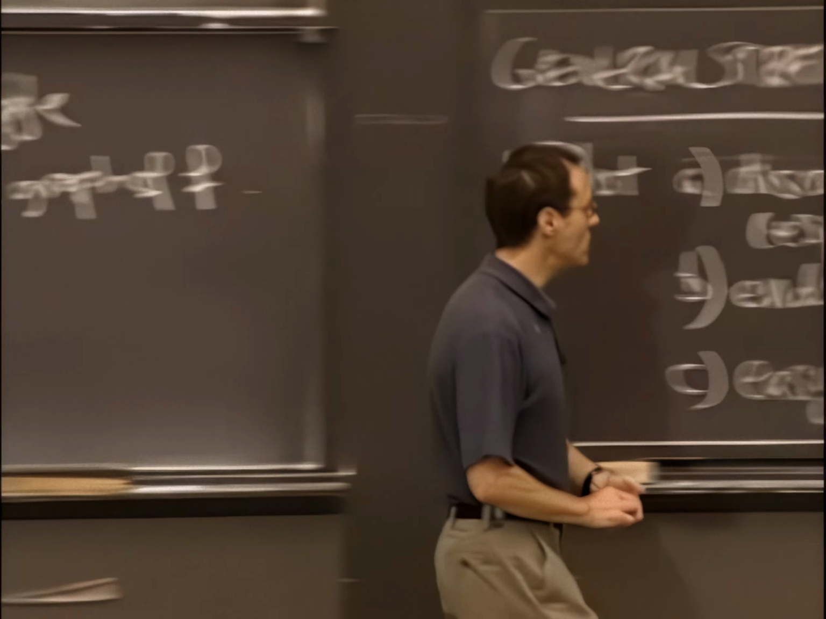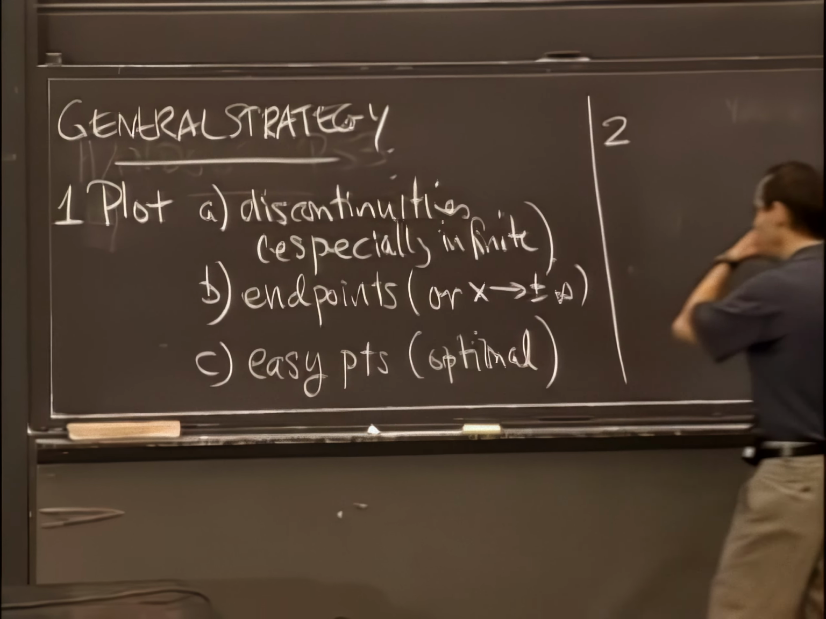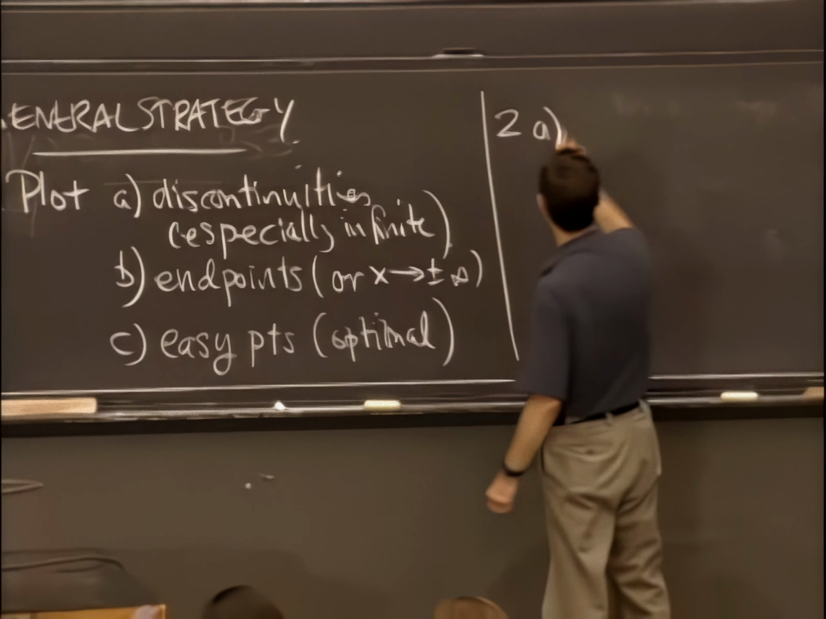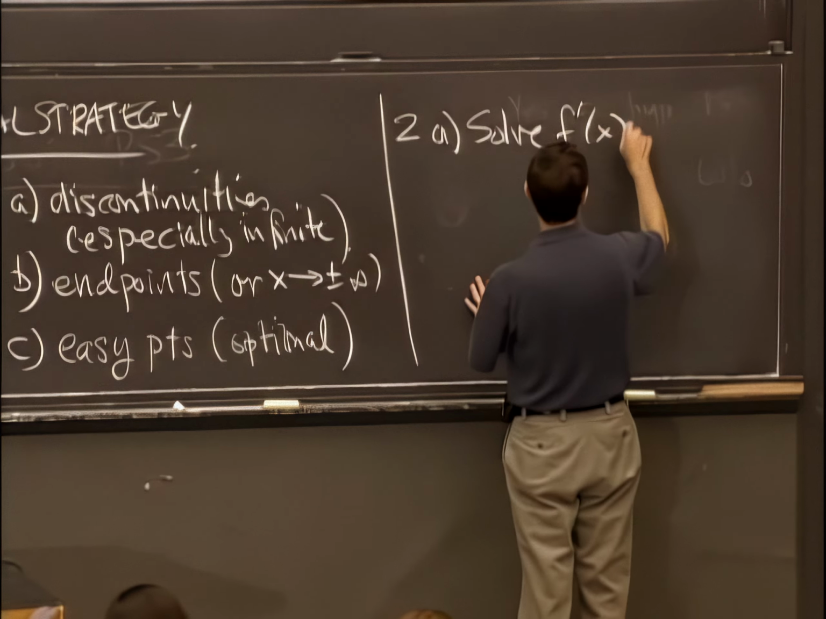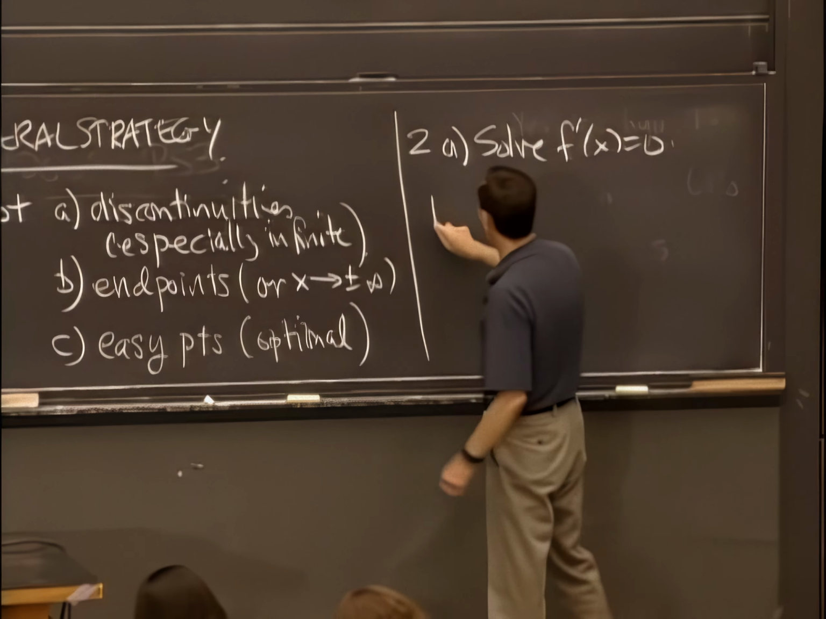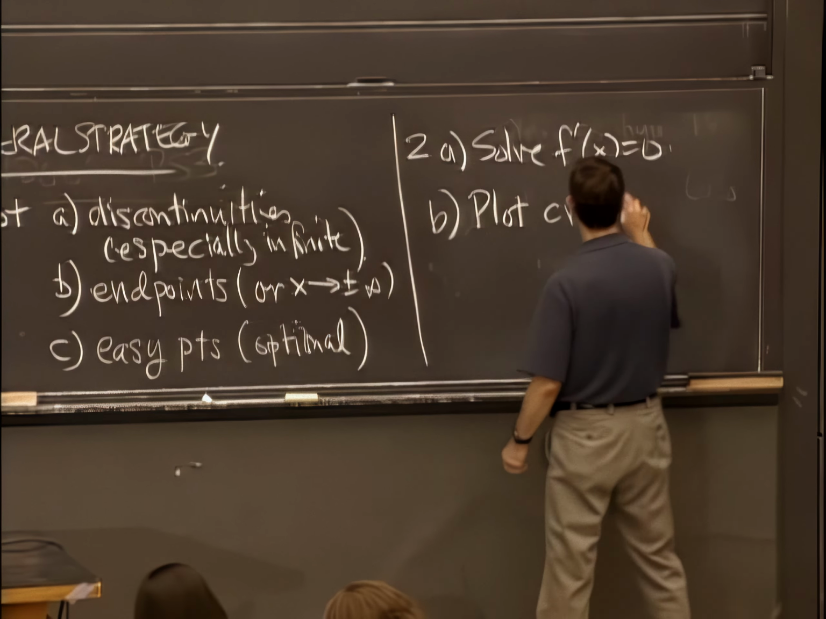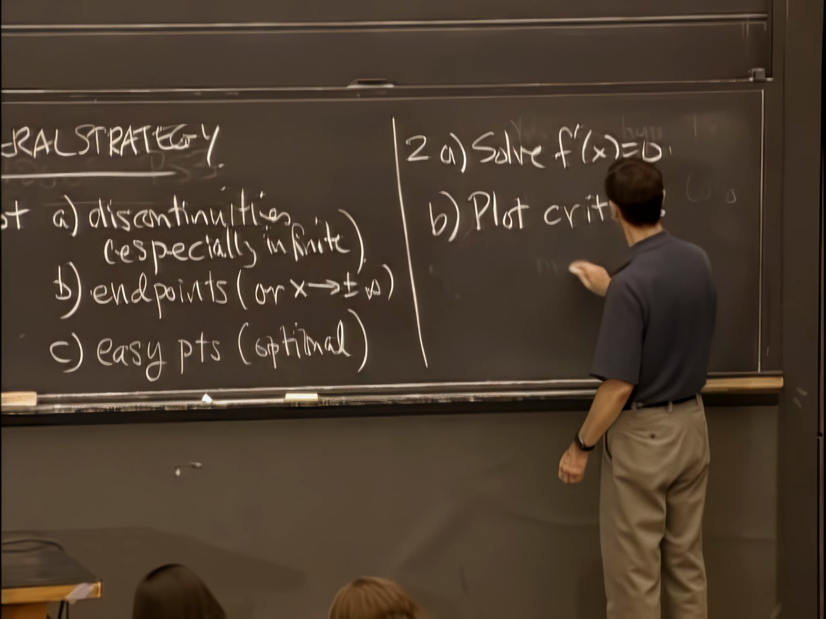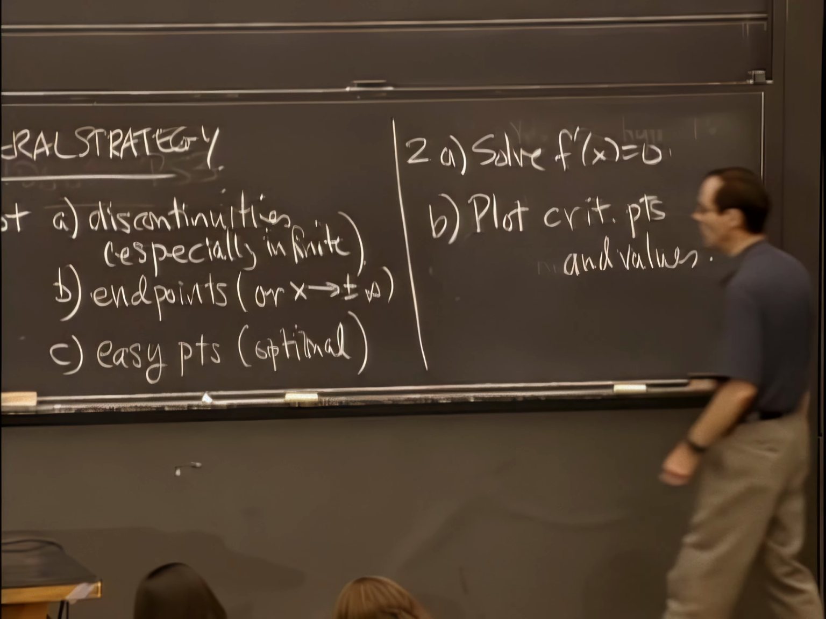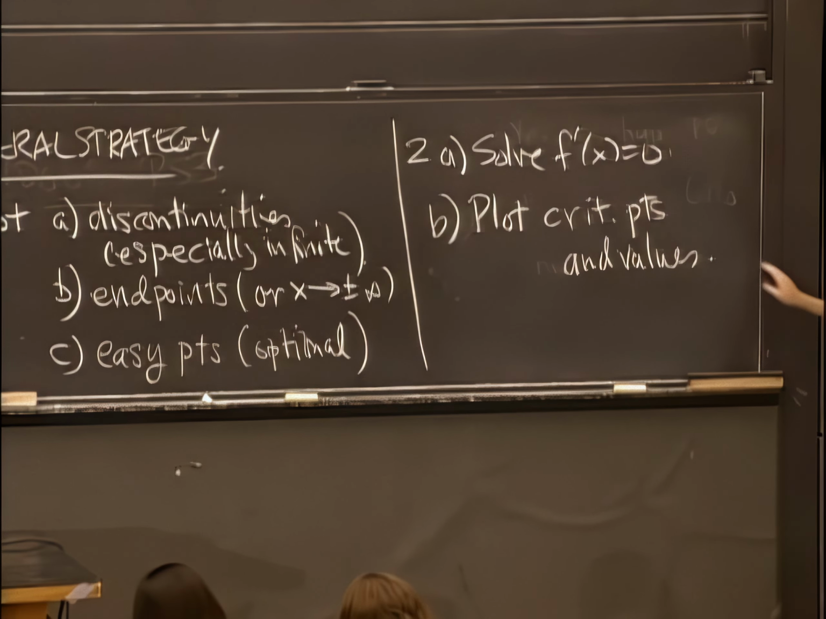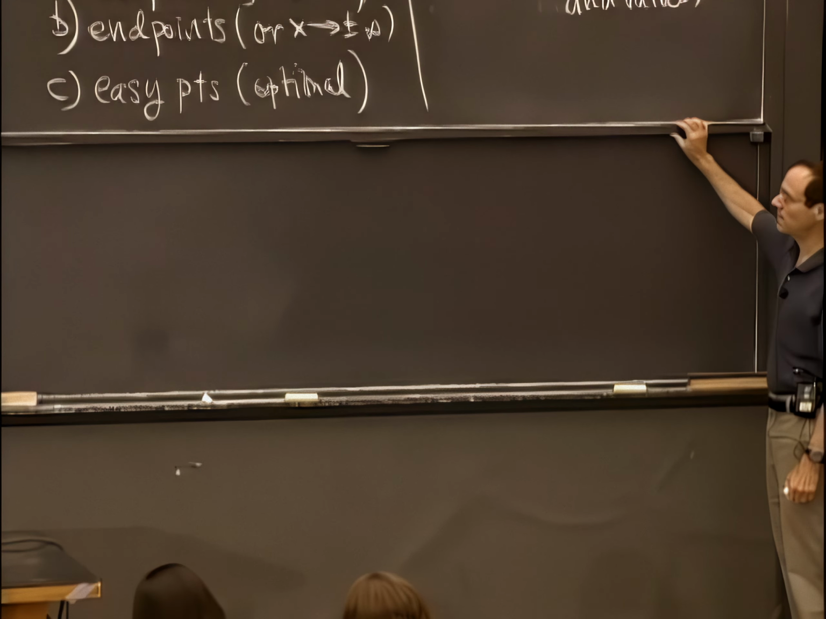So that's the first part, and again, this is all pre-calculus. Now, in the second part, we're going to solve this equation, and we're going to plot the critical points and values. In the problem which we just discussed, there weren't any. So this part was empty.